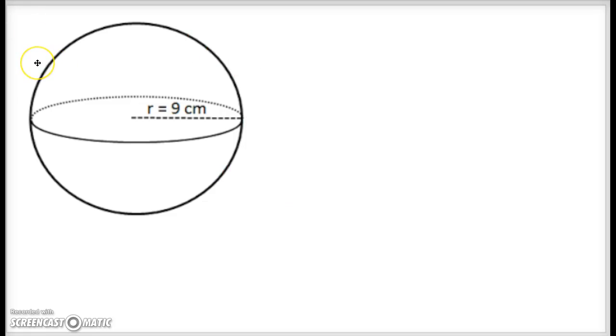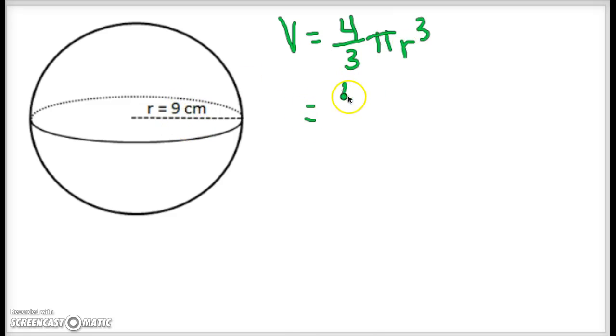I'd take a minute and sketch that three-dimensional circle. And here they tell us that r equals 9 centimeters. The radius is 9. So first thing I'm going to do is write my formula. And then the only number I need to plug in is that 9, and I'm going to put it where the r is. So we have 4/3 times pi, which is 3.14, times 9 cubed.